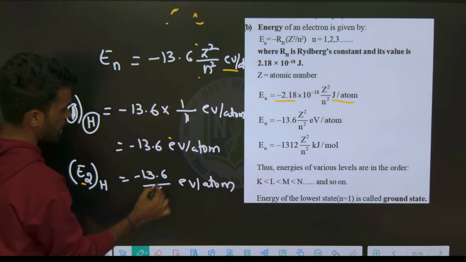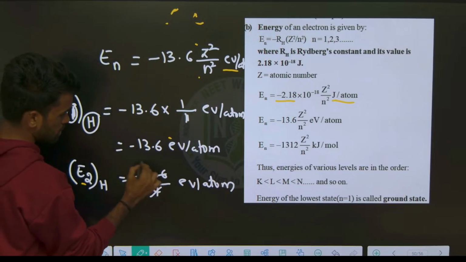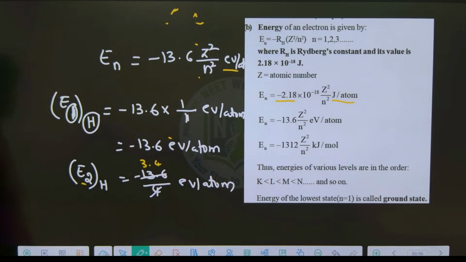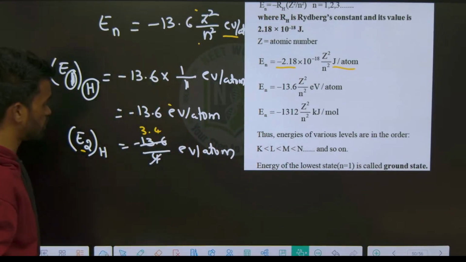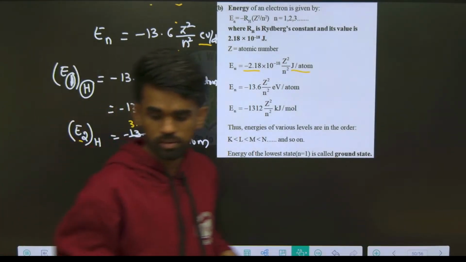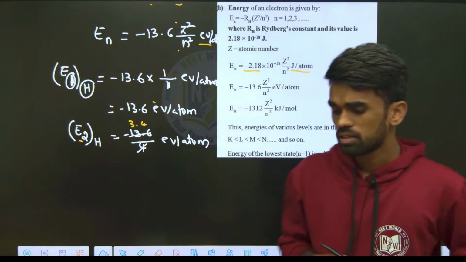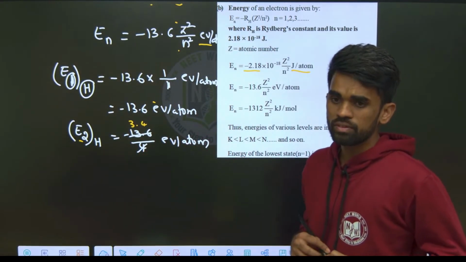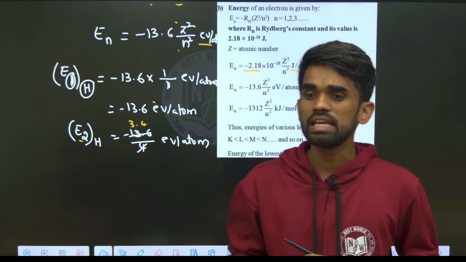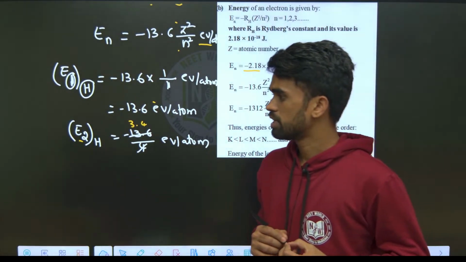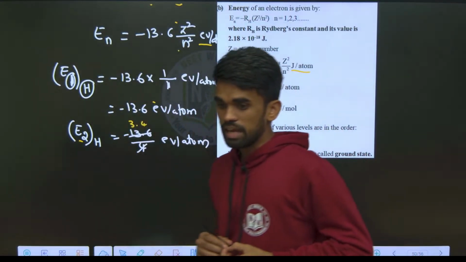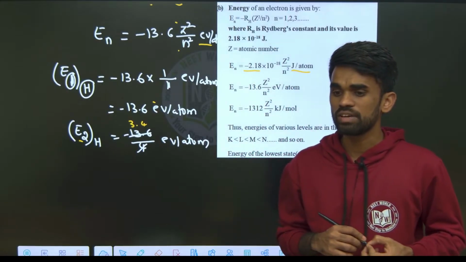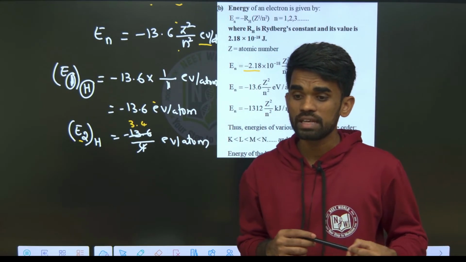If I ask you like this, I can say minus 3.4 electron volt you will get. If you keep on doing like this, you will get successive values. We will see that. Now just write one question: energy of electron in the second Bohr orbit of helium ion. Tell me. Energy of electron revolving in the second Bohr orbit of helium ion.